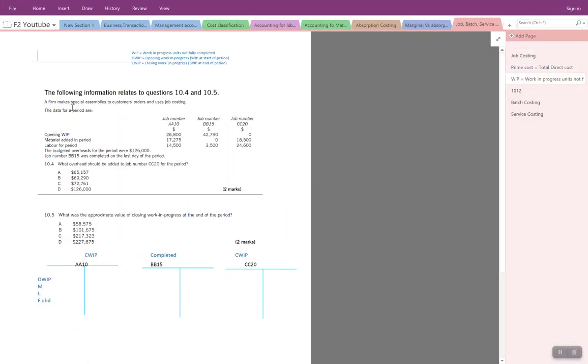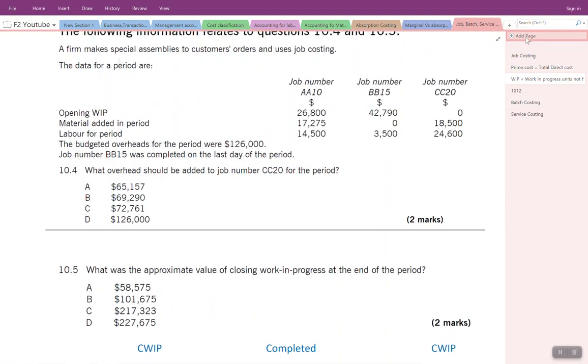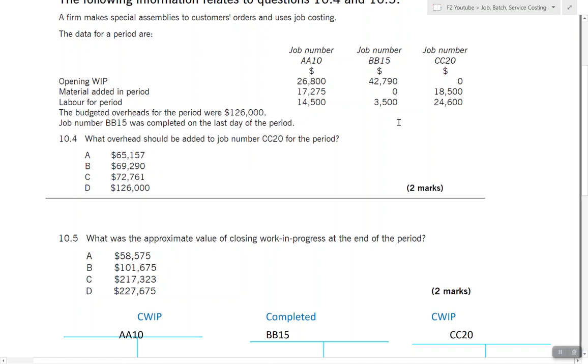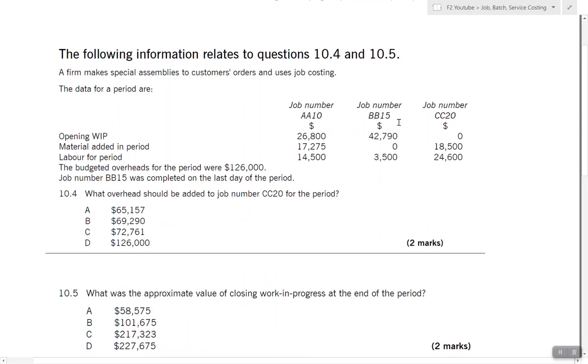Okay, going forward. So sometimes, obviously, practically, you will not be working on just one job at a time. You will be working on different jobs at the same time. So in this question, we are looking at how can we calculate the cost, the selling price and everything of different jobs. So requirement of the question is, what overheads should be added to the job number CC20 for the period? What was the approximate value of closing work in progress at the end of the period?